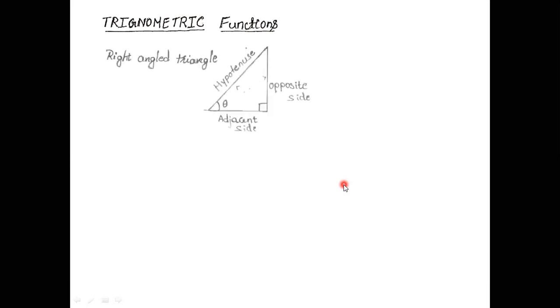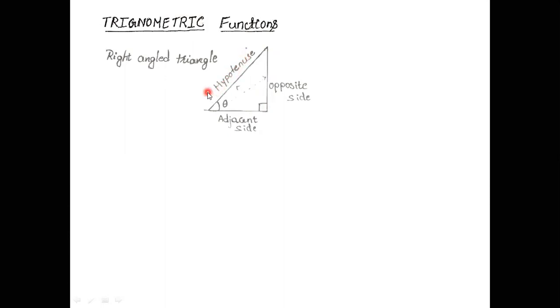Okay. So, for trigonometric functions, we are using a right angle triangle. Right angle triangle means one of the angles is 90 degrees. You can see in this diagram. The triangle consists of three sides. One side is the adjacent side, one is the opposite side, and this is the hypotenuse. The side opposite to the 90-degree angle is nothing but the hypotenuse.